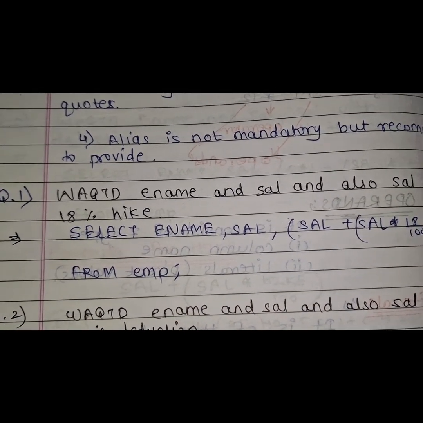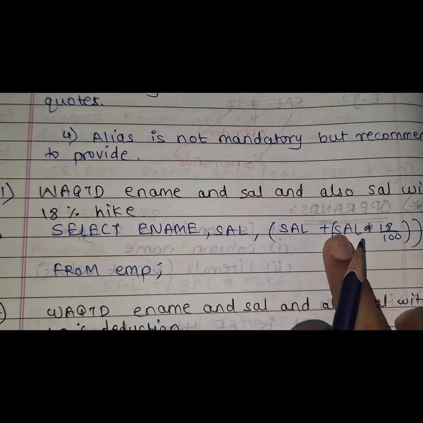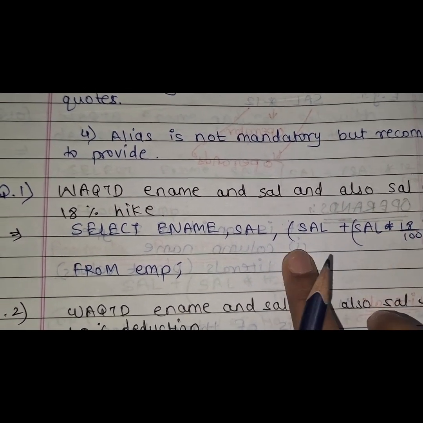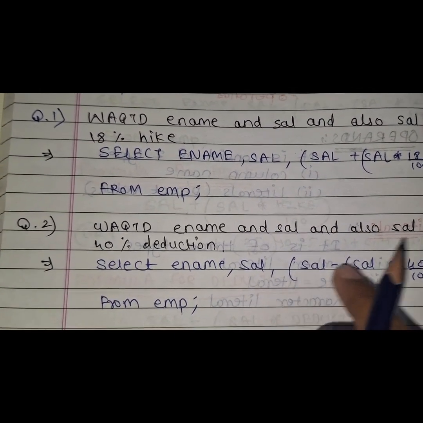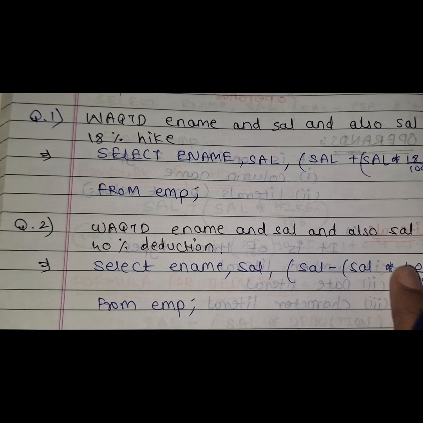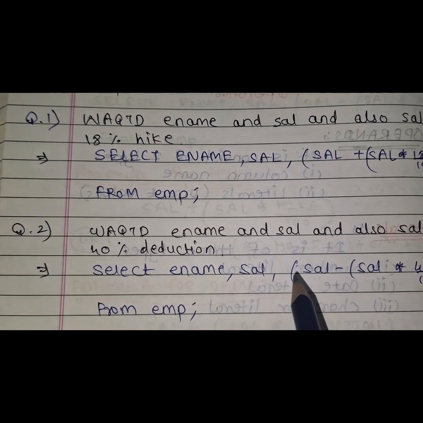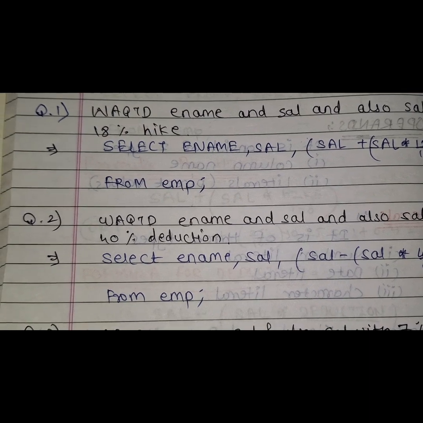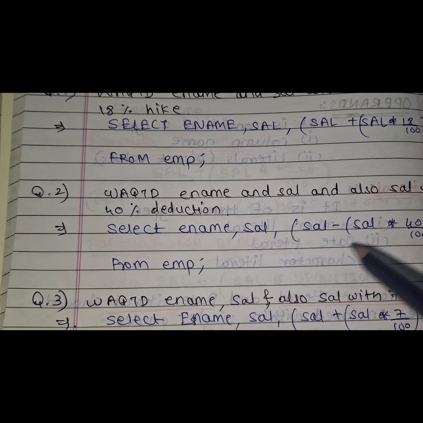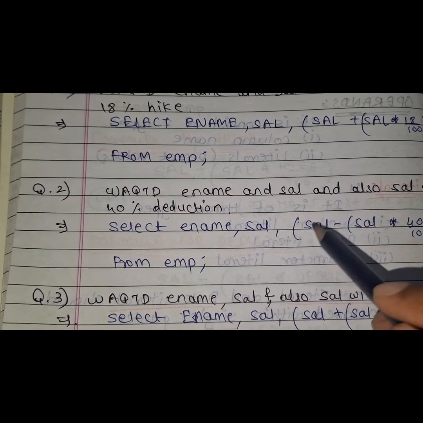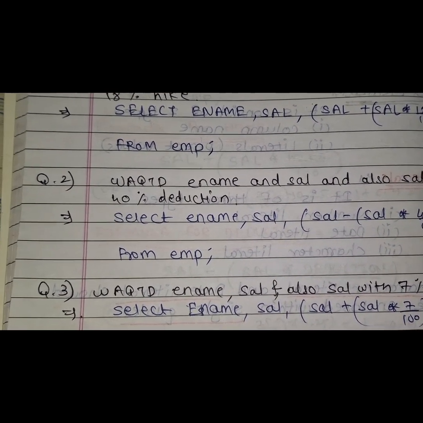If the employee is getting an 18% hike, then what will I write? Salary into 18 by 100 plus salary. If I want to do a deduction, salary into 40 by 100, but instead of adding, I will subtract it from the salary for the 40% deduction. Whatever we have here is an expression, and if I want to give this expression a particular name, I will use the alias keyword.